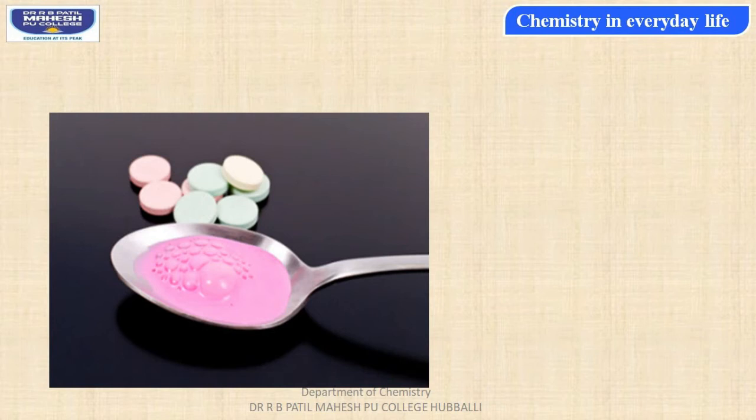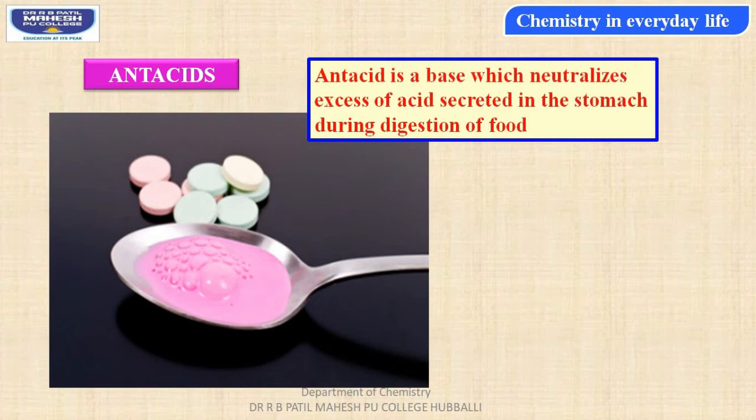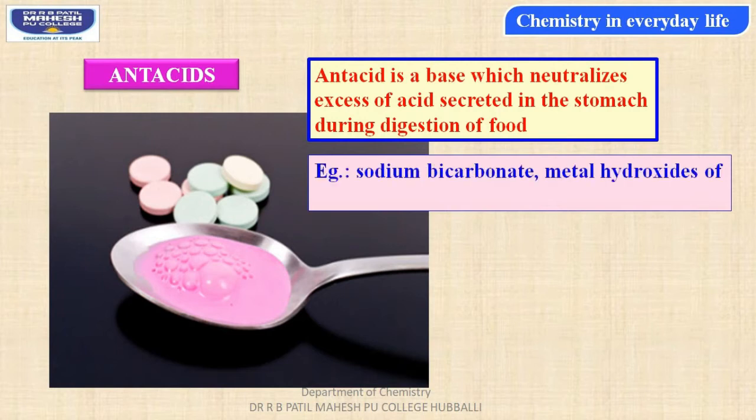Then, students, let us study about antacids, which would be neutralizing the pH level. So let us see the definition first of the antacids. Antacid is a base which neutralizes excess of acid secreted in the stomach during digestion of food. For example, sodium bicarbonate or even, students, the metallic hydroxides of magnesium and aluminium, that is magnesium hydroxide and aluminium hydroxide. So all these three compounds can neutralize the acidic pH of the stomach and are called antacids.